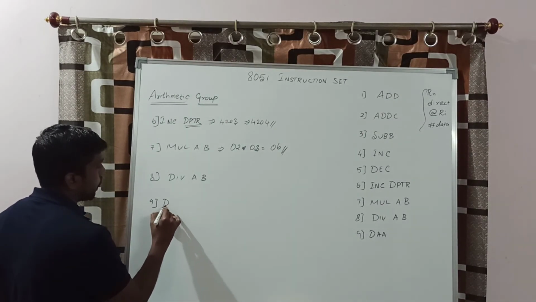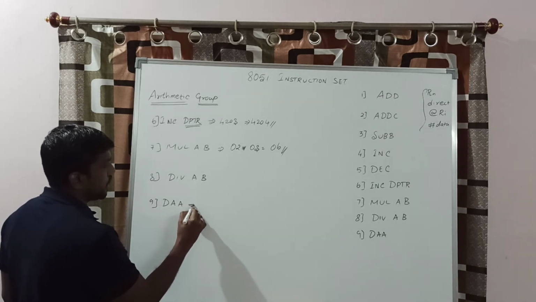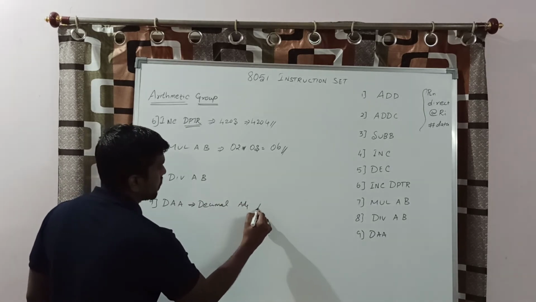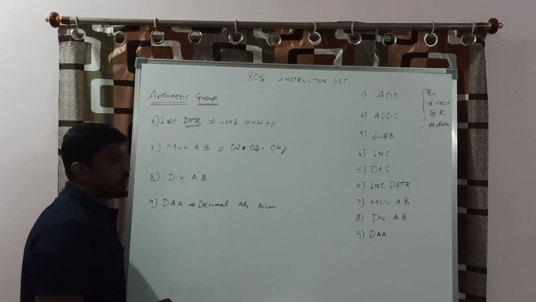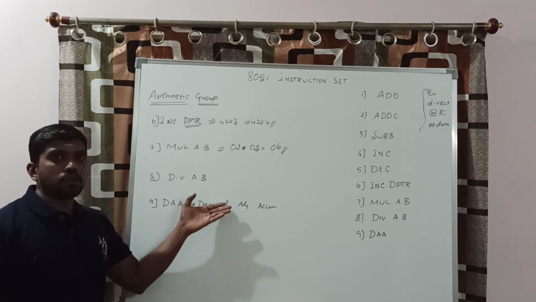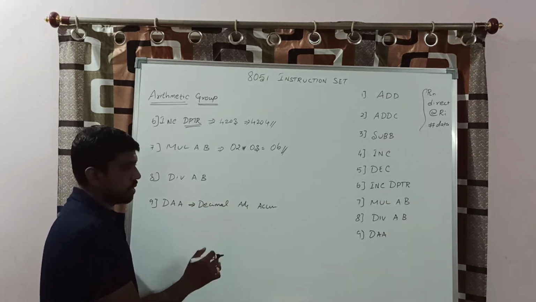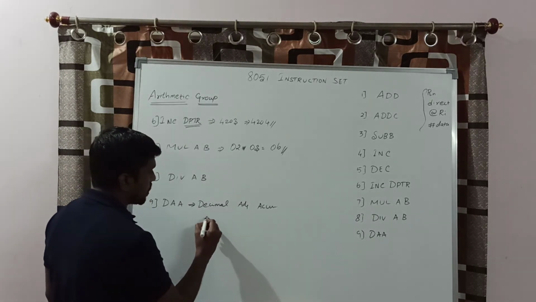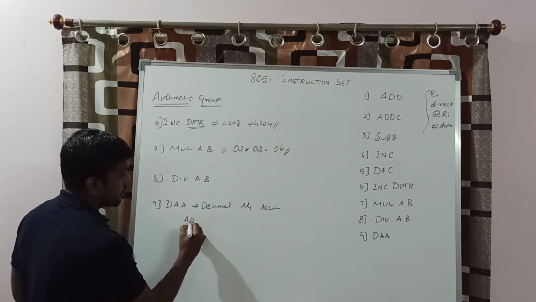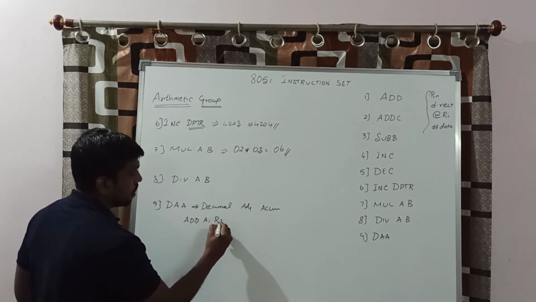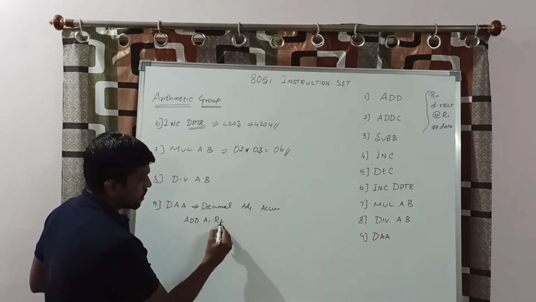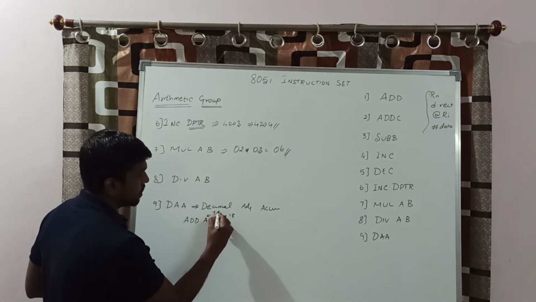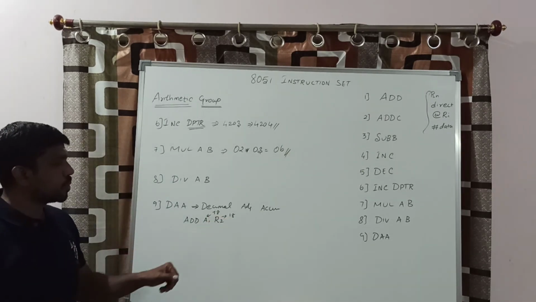And ninth instruction, DAA, which stands for decimal adjust accumulator. After doing any arithmetic function, addition or subtraction, you can check the result, whether the result is a valid BCD number or an invalid BCD number. Let us consider one example. ADD A comma R2. In this instruction, you consider the R2 value 18 and accumulator content 78. Just adding the two register contents.